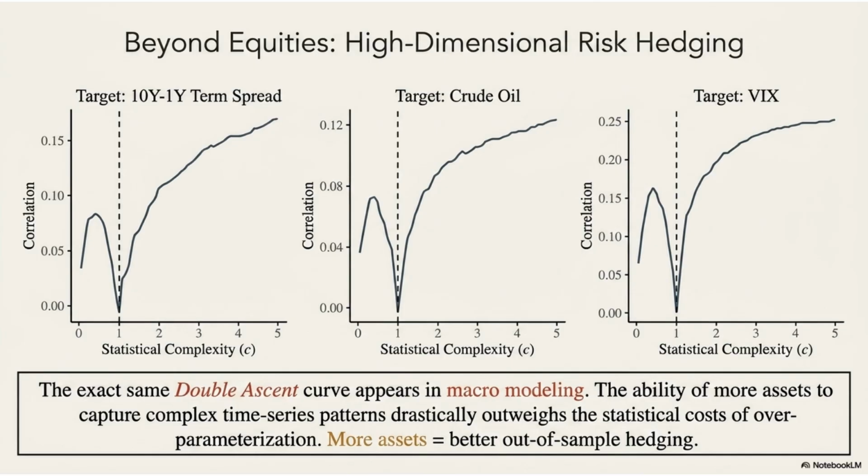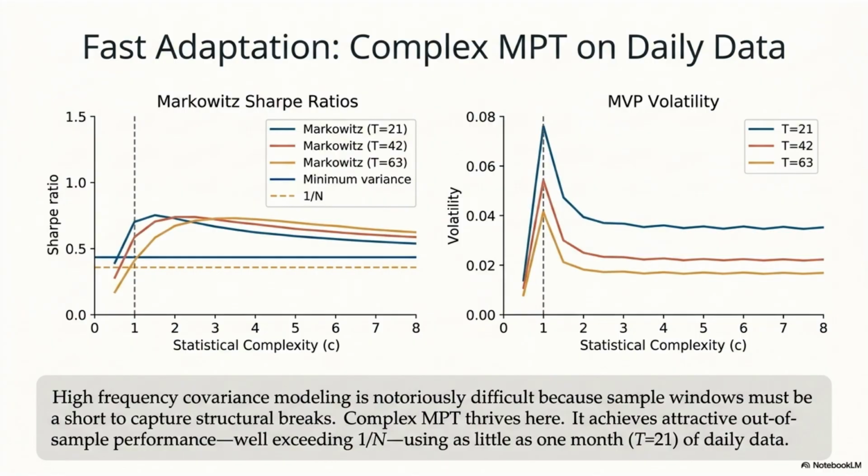And just to confirm that this phenomenon isn't just a quirk of monthly market cycles, the researchers stress-tested the math using high-frequency daily data. Oh, really? Daily data? Yeah, they ran the high-complexity optimization using just 21, 42, and 63 days of daily return observations. Wait, so flooding a model with over 100 assets based on just a single month of daily trading behavior? Exactly. And it still worked. No way. The high-dimensional models produce highly attractive out-of-sample returns that easily surpassed the 1 over N benchmark. That's incredible. It solidified that the virtue of complexity is a fundamental structural law of high-dimensional math. It's completely independent of the data frequency.